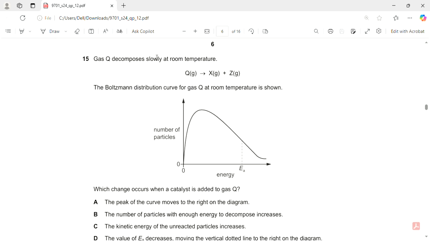So today we will do Cambridge AS and A level, May June 2024 variant 12. We left off at question number 14. Now we are starting with question number 15.